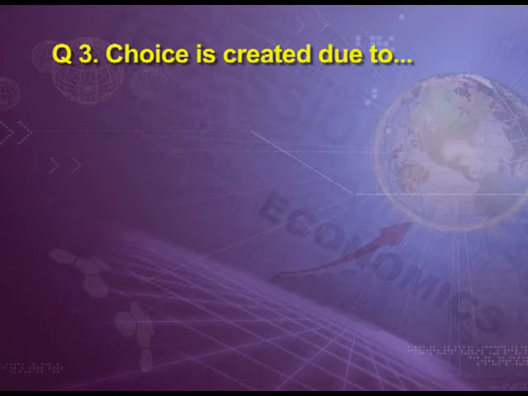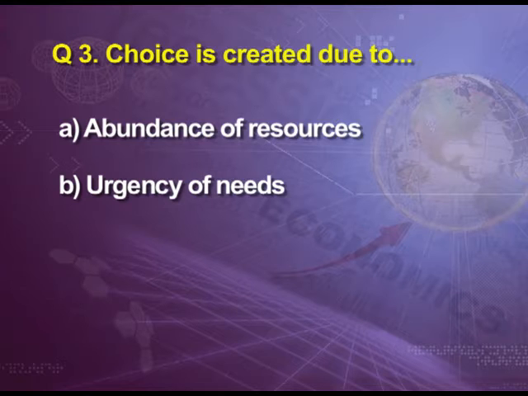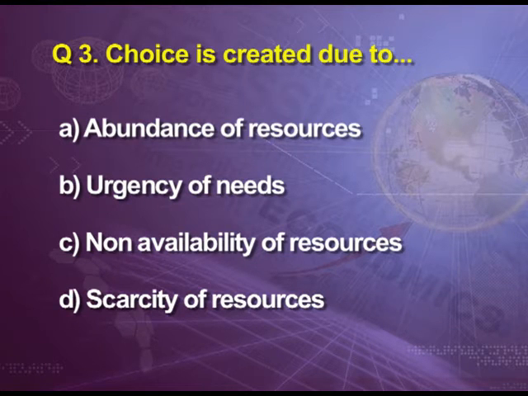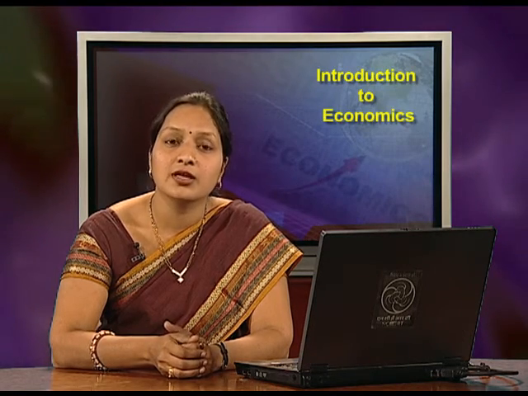Our third question is, choice is created due to. First option, abundance of resources. Second option, urgency of needs. Third option, non-availability of resources. And fourth option, scarcity of resources. Yes, this is scarcity of resources. We have to make choices because resources are scarce.